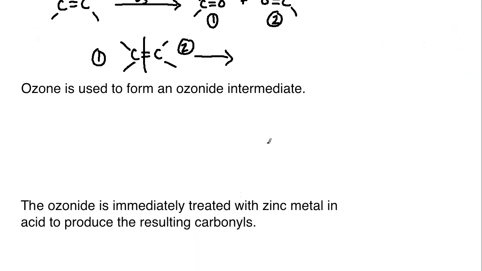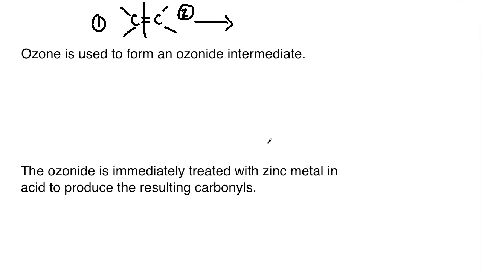Now, what about some of the intermediate steps leading up to this? Ozone, O3, is used to form what is called an ozonide intermediate. To give you an idea what this looks like in terms of the mechanistic details, if I have an alkene and I expose that alkene to the ozone, remember I said that there were two steps. The ozone is actually going to form this intermediate, and this looks something like this.